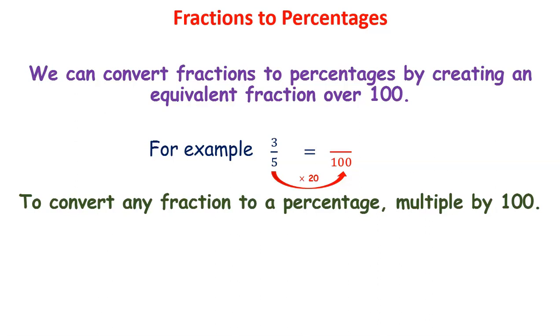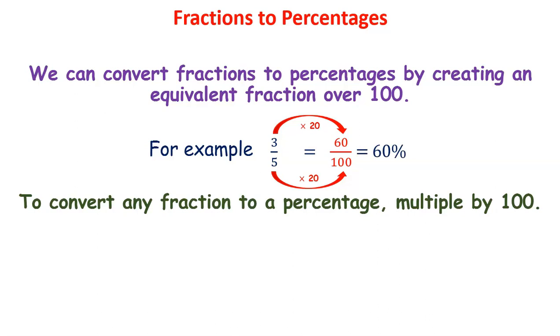Now, equivalent fraction, whatever I do to the denominator, I must also do to the numerator. So I'm going to multiply 3 by 20 as well, and that's going to give me 60. So I've converted 3 over 5 to 60 over 100. And what am I trying to do? The whole purpose of doing this is to convert my fraction to a percentage. Well, 60 out of 100 or 60 parts out of 100 gives me 60%.